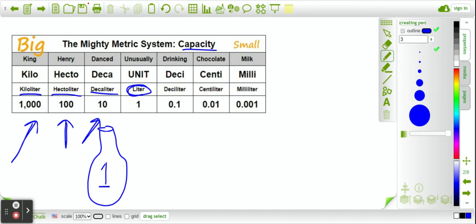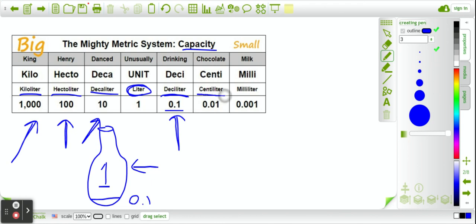Then we go to the other side and we have less than one whole, the deciliter. Sounds like decimal because it starts us off with the parts of a liter. So this is 1/10 of a liter. If I took this liter and I broke it into 10 parts, one of those parts would equal 1 deciliter.